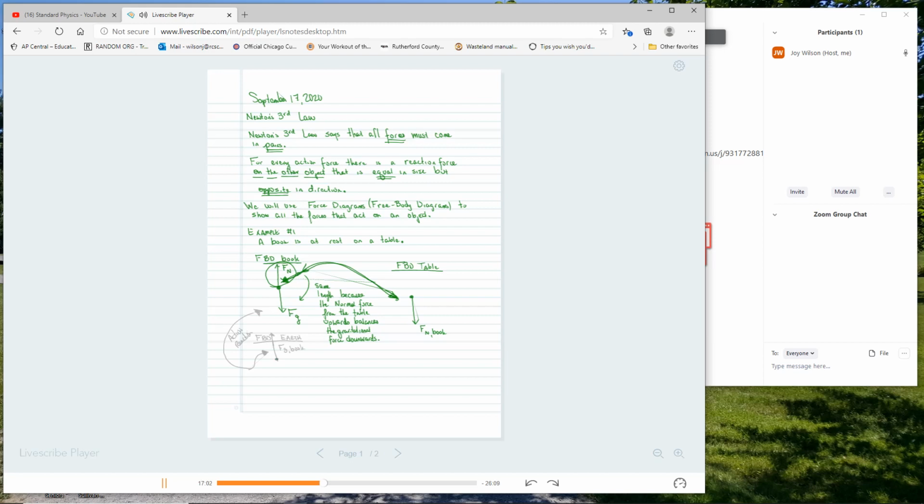So now I need a third object. So now this force has a matching force upward, and actually it's going to need to be 3. Here's your action-reaction pair for that. So this is a force from the gravity from the book.